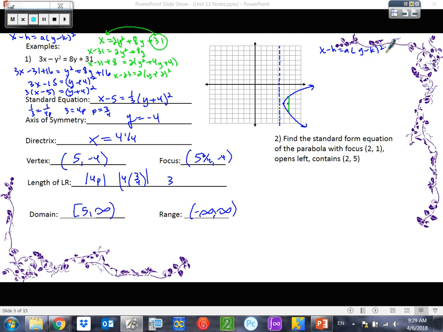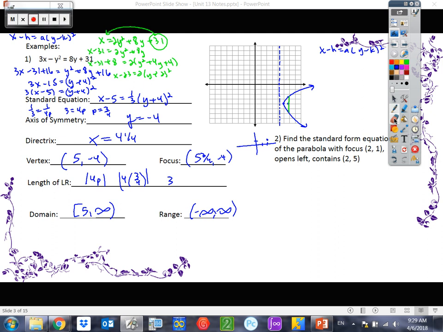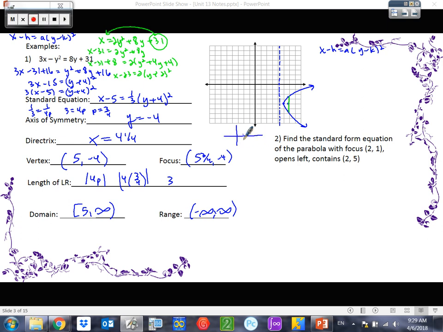Let's go ahead. The focus is at 2, 1. I'm just going to draw a little picture. So the focus is at 2, 1. It's right here, and it's opening left. So here's my focus, and I know it's opening left, so it's going to look something like this. I have no idea where it is, but it's going to look something like that if it opens left. Okay, so we got some pictures going on.